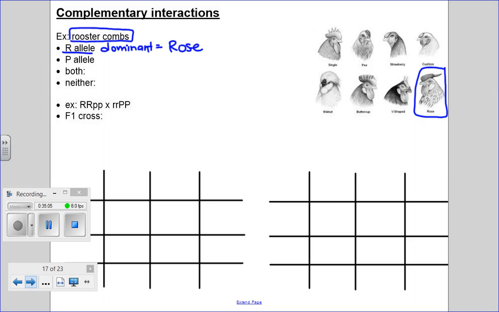There is another allele, P. R and P are different genes, so they are not the same gene. We have two totally separate genes that are involved in the shape of the comb. The P allele is dominant, and it produces a P comb, which is that one.